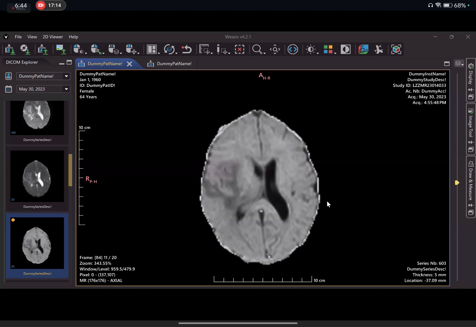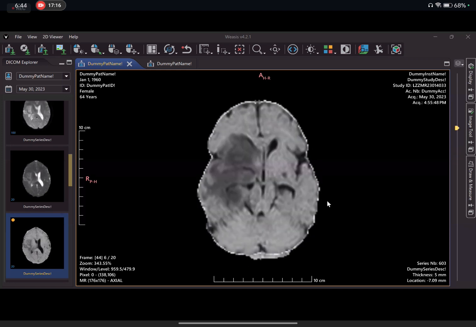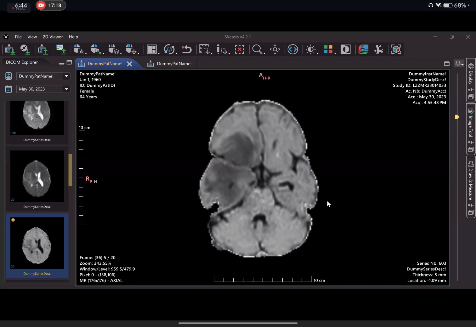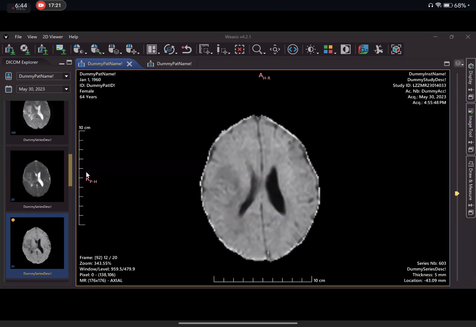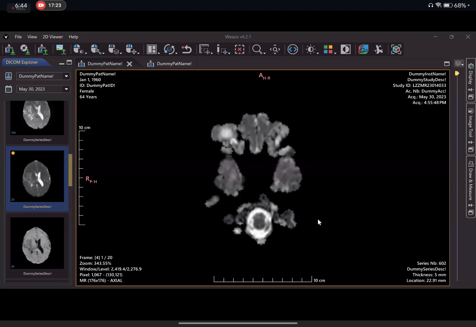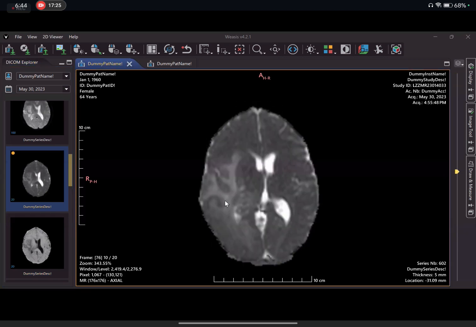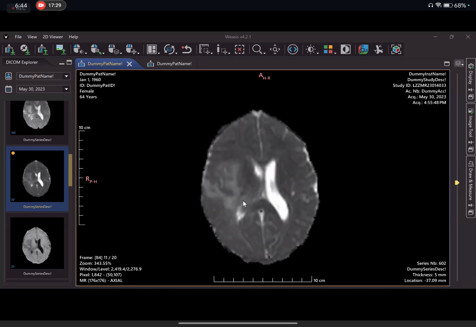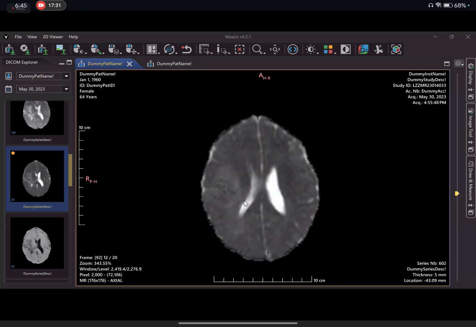Do you see any obvious diffusion restriction in this lesion? No, ma'am. Right. So this is the ADC map. There are really no significant areas, maybe a small part at the periphery of this, but there are no obvious areas of diffusion restriction, right?